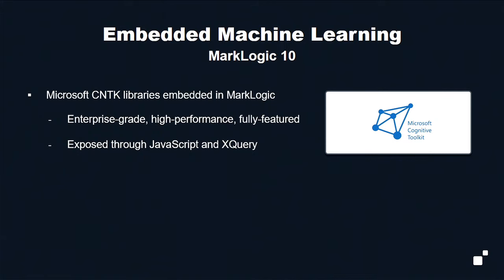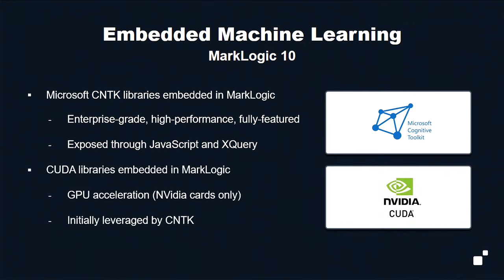CNTK is great. It's enterprise grade. They spent a lot of time working on reducing communication costs, so it works very well in a clustered environment, with multiple machines in a large cluster and multiple GPUs, which is why we also embedded NVIDIA's CUDA libraries in MarkLogic. These are libraries that allow you to offload some of those parallel math problems from your CPU to your GPU. So if you have one or multiple GPUs or a huge deep learning engine and you want to offload the processing for machine learning to those, then you do that through CUDA.